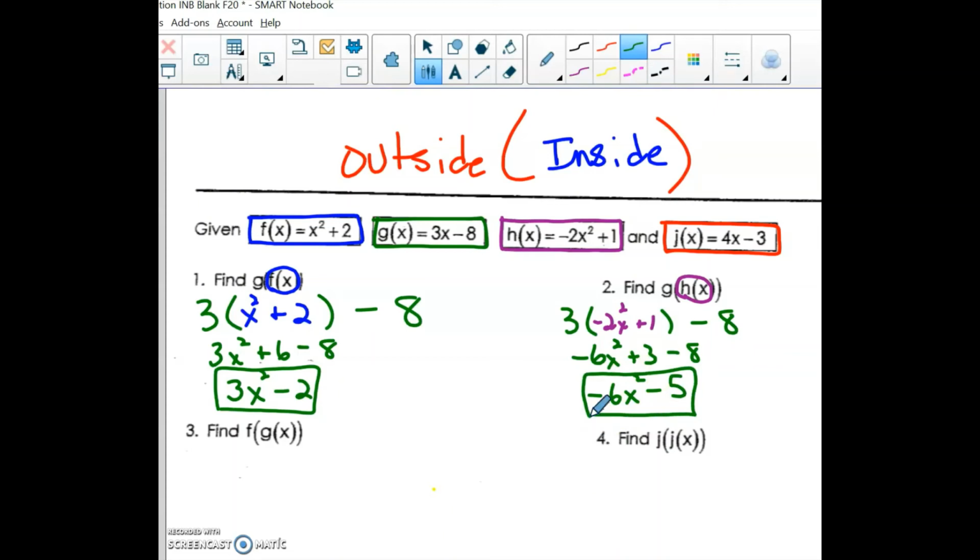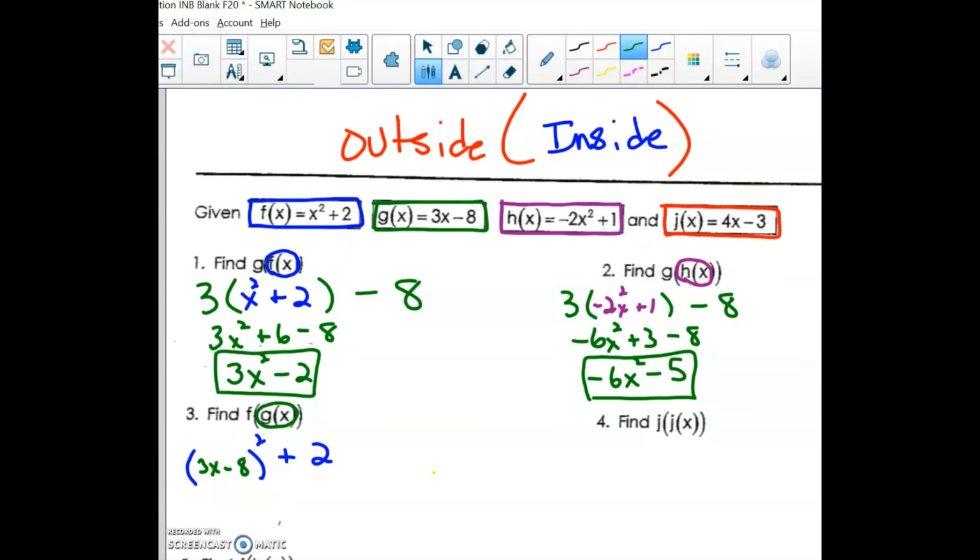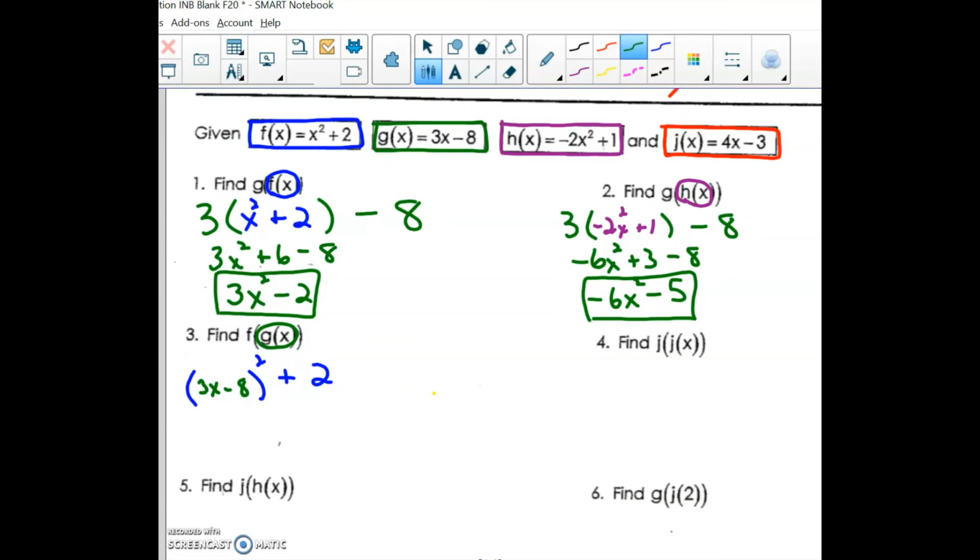For the 3 problem, this uses the F on the outside, which is something squared plus 2. And then the G is on the inside. So we put 3x minus 8 on the inside of that problem. Now the problem here is we have to FOIL. You're not allowed to just square the 3x and square the 8. Okay? So I'm going to do this kind of quick.